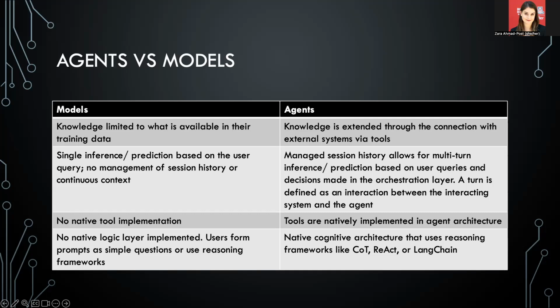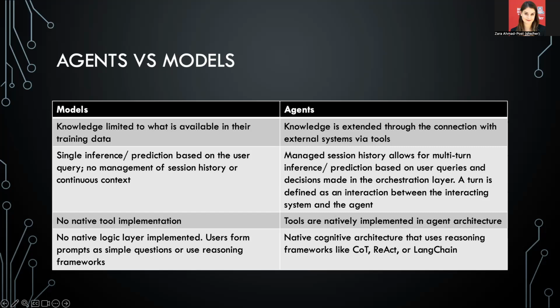And then it's going to manage your session history, allow for multi-turn inference, right? So conversational inference. It's going to do prediction based off of user queries, and then any decisions that are made in that orchestration layer. And then the tools are natively implemented in your agent architecture, right? So you're building custom tools for your agent. You can also build open source tools that other agents can use as well.